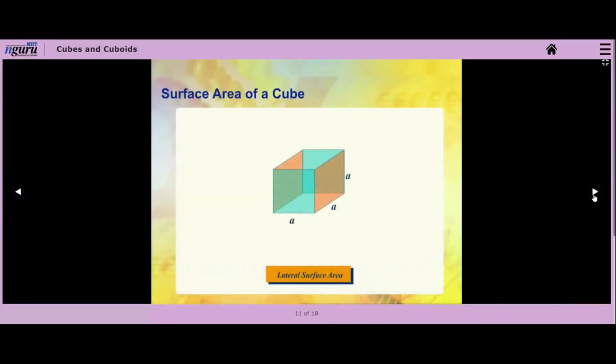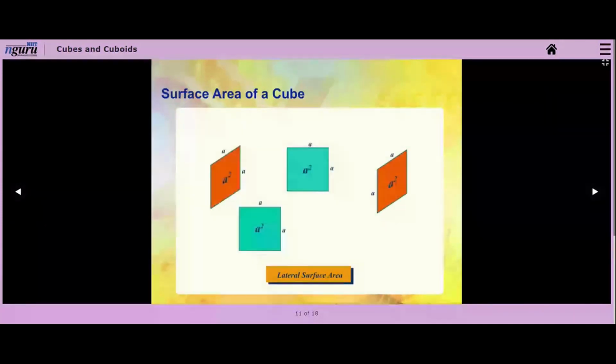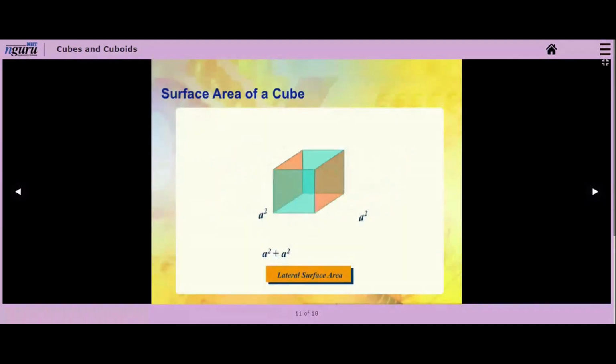Let's perform an activity to understand the concept of the lateral surface area and surface area of a cube. Consider a cubical box with no top and no base. Let the edge of the cube be A. Observe that the cube is made up of 4 square faces. Using the formula for the area of a square, we get the area of each face equal to A square. Lateral surface area is the sum of the areas of all the 4 faces, which is equal to 4A square.